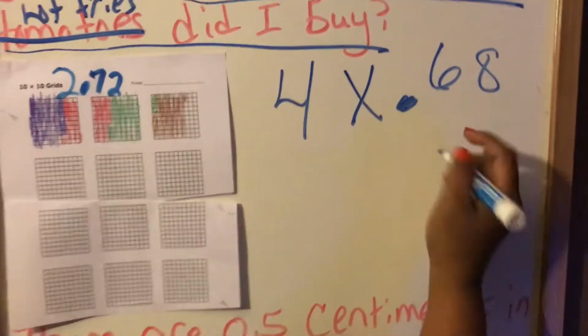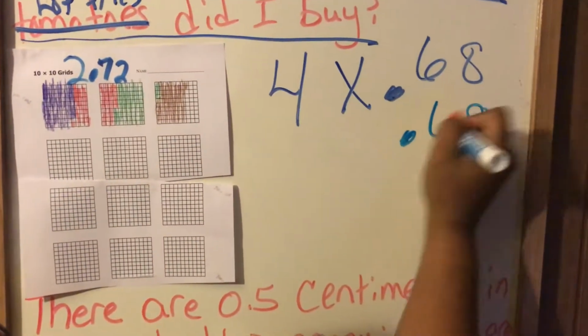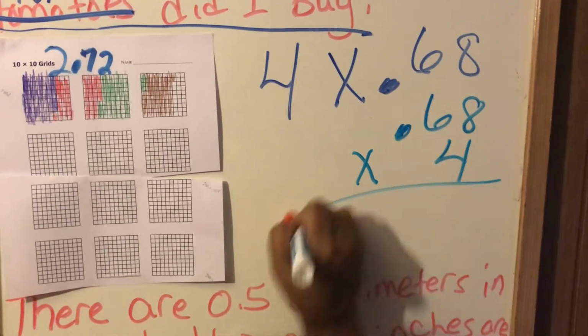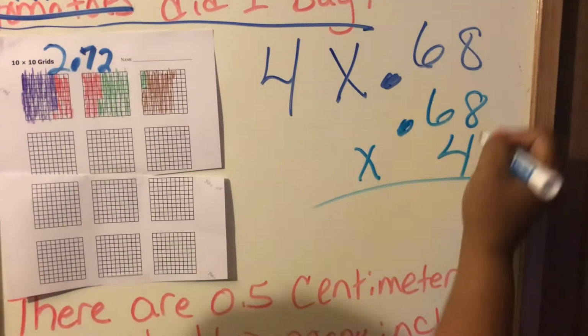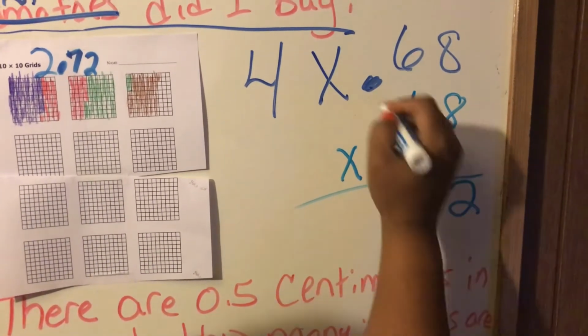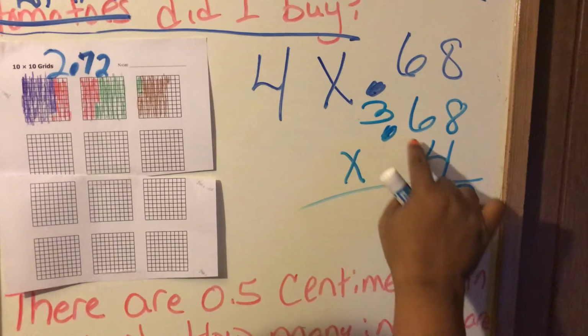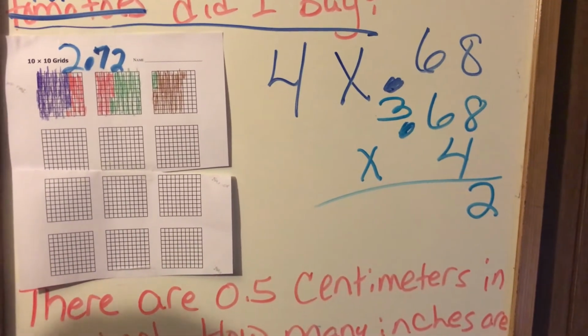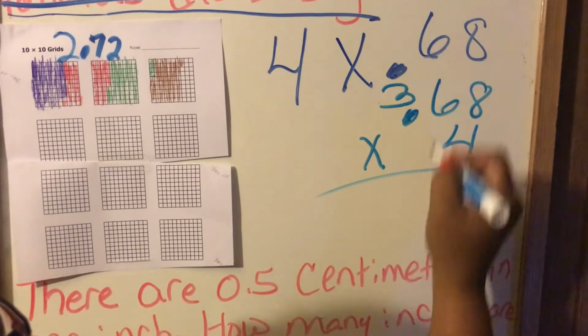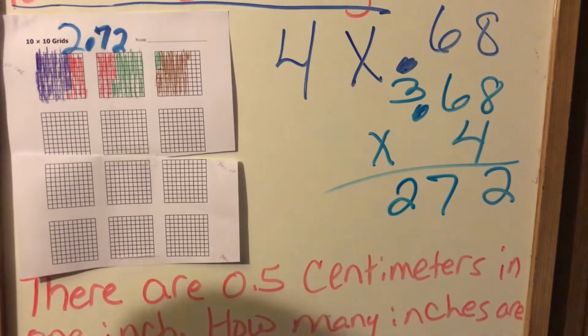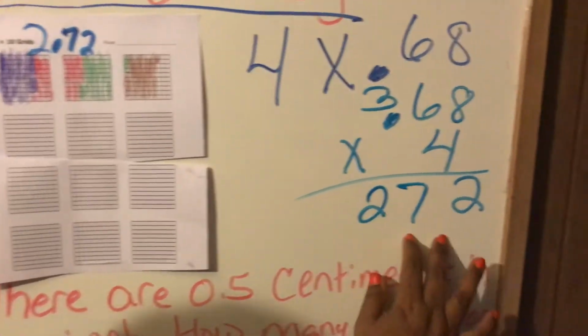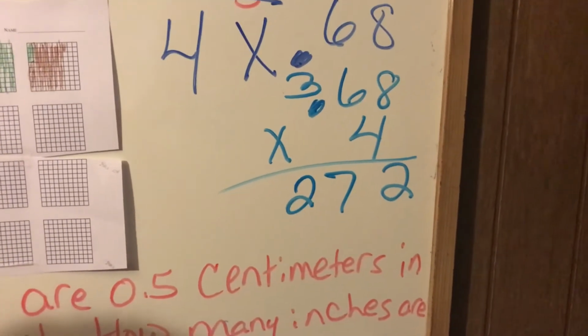All right, let's check and see if our traditional algorithm will match our grid. So we got 6,800 times 4 groups. So let's see. 8 times 4 is 32. Put down my 2. Carry my 3. 6 times 4 is 24 plus 3. 25, 26, 27.